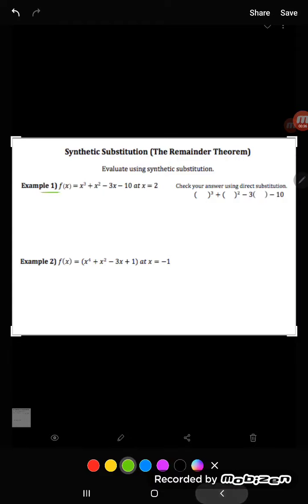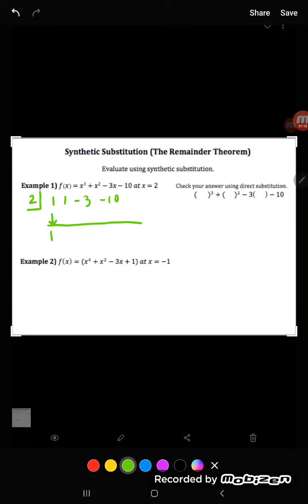So when I set this up, I'm going to put 2 here, just as if it was a divisor. I'm going to bring down my coefficients, and remember, I have to bring down my coefficients in descending order. So x to the third, there's an understood 1 there. X squared, there's an understood 1 there. Negative 3 and negative 10. The steps are the same for synthetic substitution as they are for synthetic division. So I bring down my 1, which is my first term. I always bring that term down.